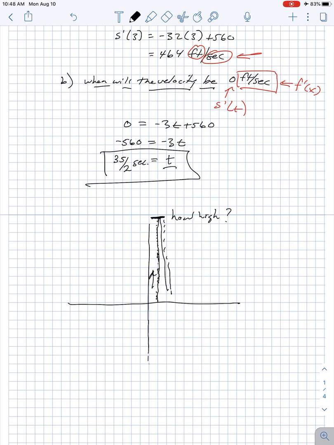Will they go high enough to do what we need to do? So that's one of the main applications of the derivative. I think that's pretty cool.